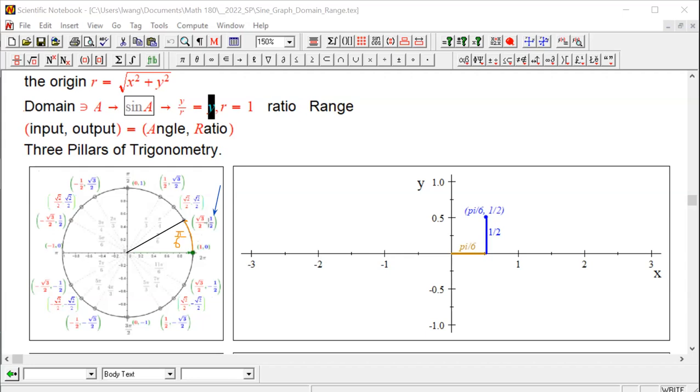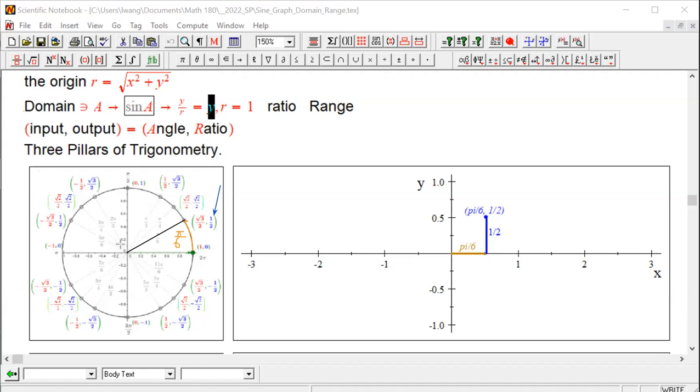Consistency, right? So once again, for pi over 6, this is the arc length. Stretch it straight, and this arc length has the same value as the angle pi over 6. And the sine ratio is half. So input, output makes the point.